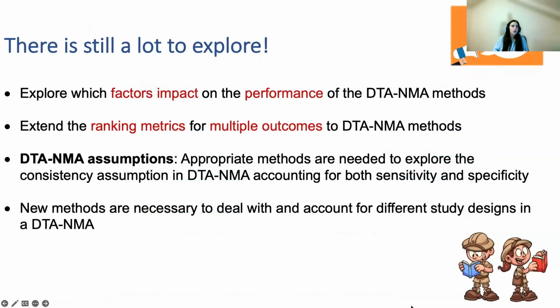Okay, so still there is room for improvement and a lot to explore. We need to explore which factors may impact the performance of DTA-NMA methods and explore the extension of ranking metrics to diagnostic tests. And as well, we need to explore how network meta-analysis assumptions, for example, consistency, could be transferred to diagnostic tests.